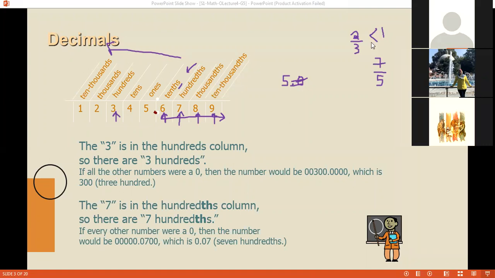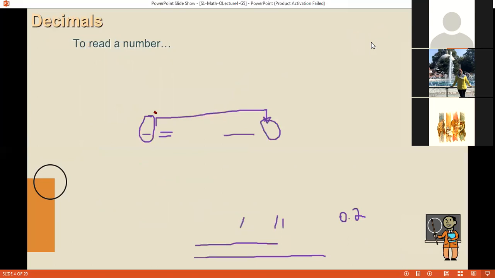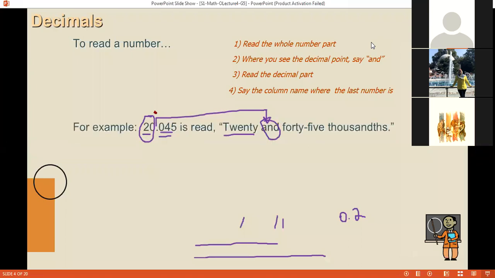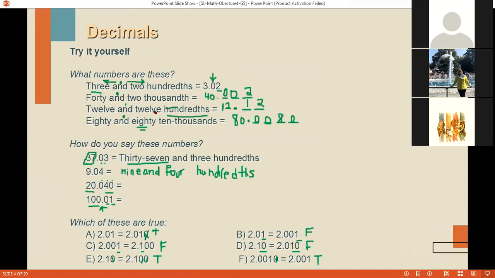Then we learned how to write a decimal number in word form, and we learned the steps. To read a number, we should first read the whole part, then whenever you see a point, you say "and", then you read the decimal part, followed by the column where the last number is. For example, if we have 20.045, we say 20, which is the whole part, and, which is the point, then 45 thousandths, because we reached the thousandths digit. And we did a lot of exercises about this.